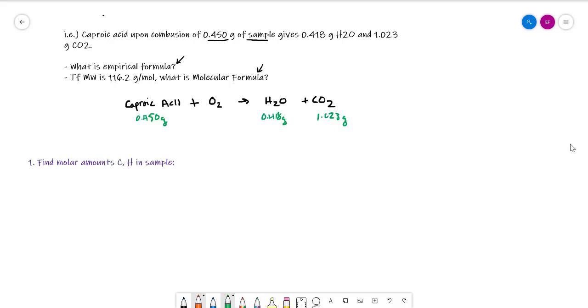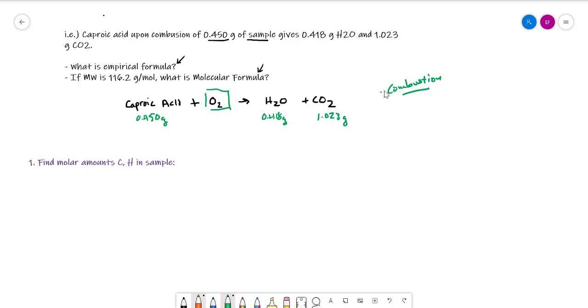Okay, so what I did was just write out a generic chemical reaction. We don't know how to balance this because we actually don't know what the molecular formula of caproic acid is, but I can write this out because I know in a generic combustion reaction, which is what we have, I'll always be burning some hydrocarbon in the presence of oxygen, and I'm going to yield water and CO2. And I know that I burned 0.450 grams of caproic acid in oxygen, and I yielded 0.418 grams of water and 1.023 grams of CO2.